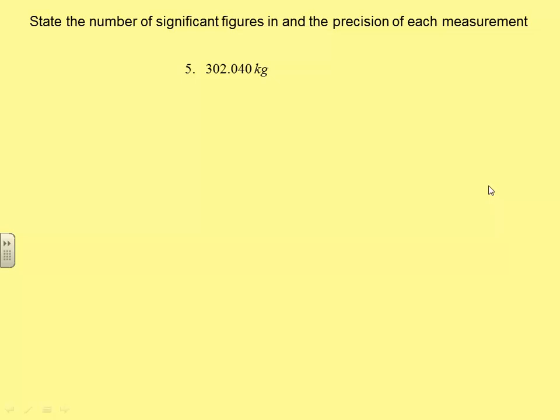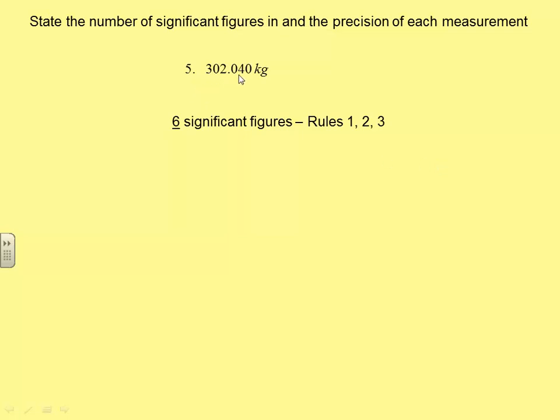All right, one more example, I guess. 302.040 kilograms. How many sig figs? Well, this 0 is bounded. If we know how many 1s there are, we have to know how many 10s there are. This 0 is bounded. If we know that there were 4 hundredths, we have to know that there's 0 tenths. This 0 is after the non-zero digit and there's a decimal point, so it also counts.